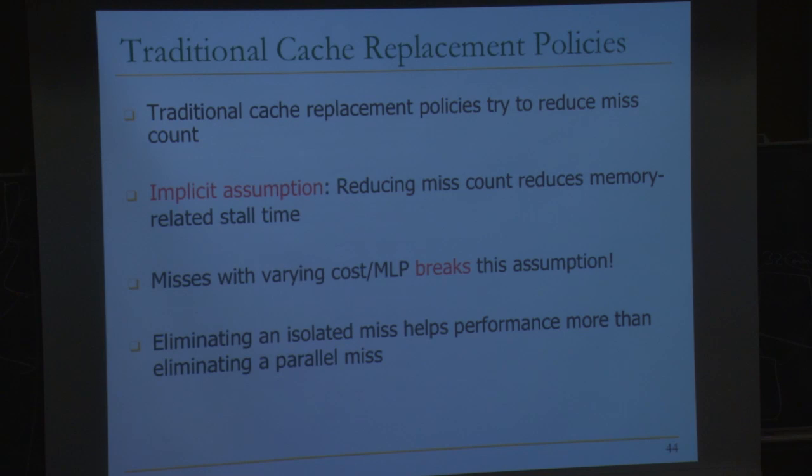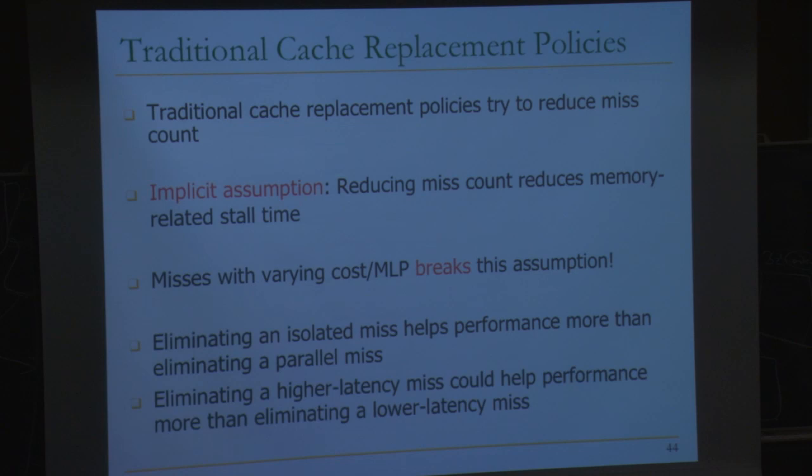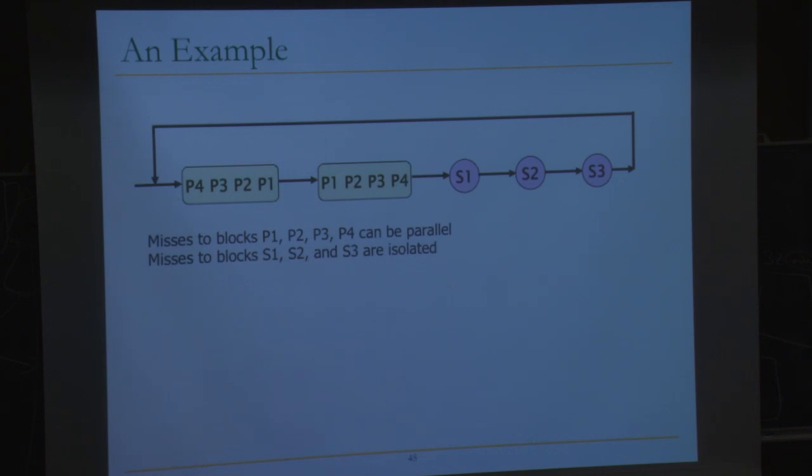So if you look here, if you got rid of this miss, you've improved performance for sure, right? Whereas if you got rid of B, well, you haven't really improved performance because the processor would be stalling for C. So the question is, how do you actually do this? You'd like to eliminate these misses that are a lot more costly in terms of performance. So I'll give you one example. I won't give you solutions, but this is just to show you an example that an optimal replacement policy should really be optimized for execution time rather than miss rate.